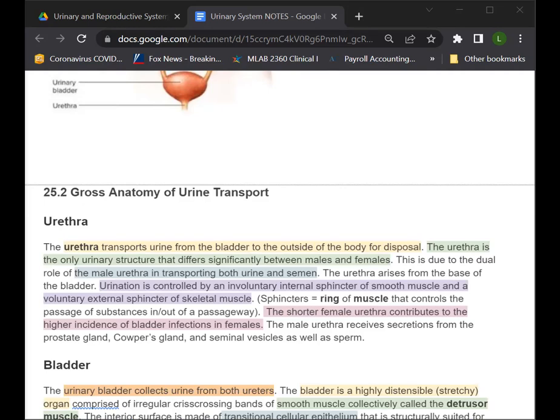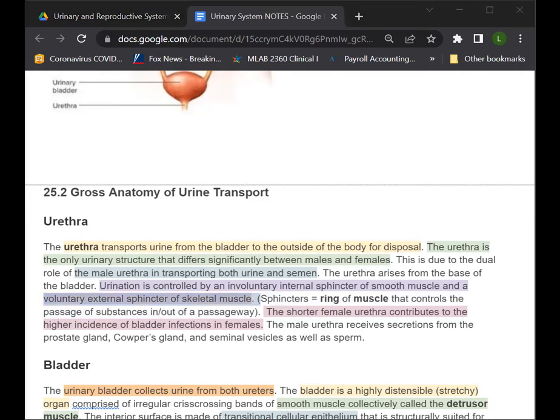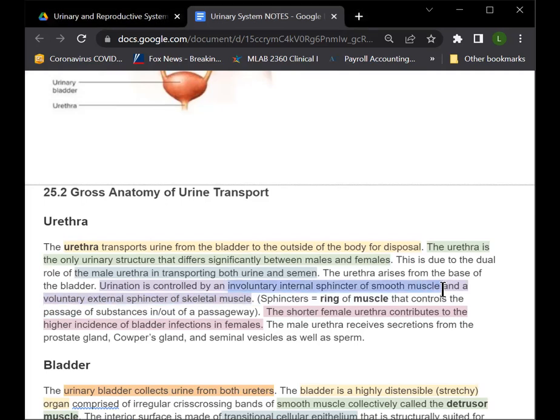Okay, so the voluntary urethral sphincter, the external urethral sphincter, is made up of skeletal muscle. That's actually why it's voluntary, and how we can control it is because it's made up of skeletal muscle. And then the internal urethral sphincter, the reason why it's involuntary is because it's made up of smooth muscle. Smooth muscle is involuntary.